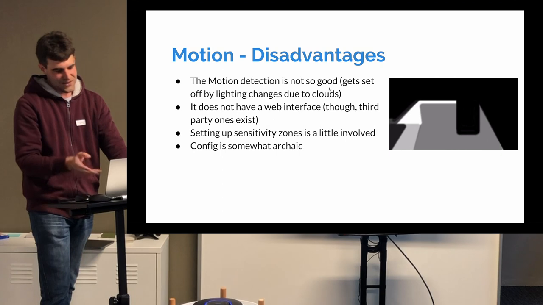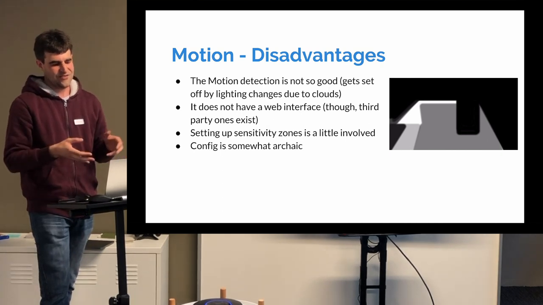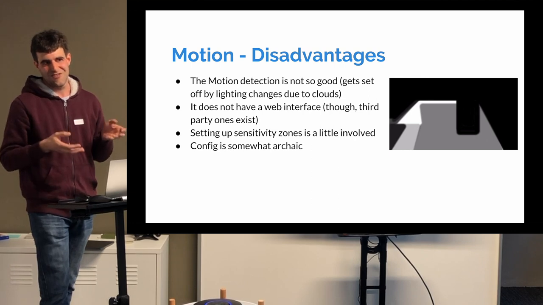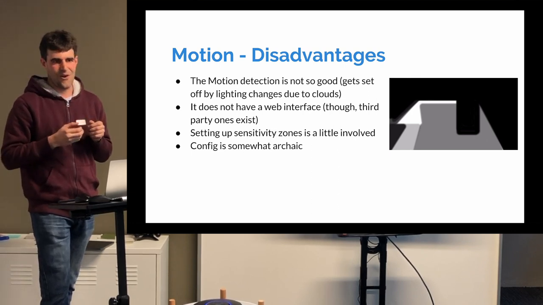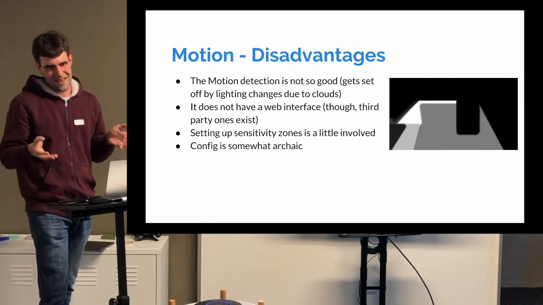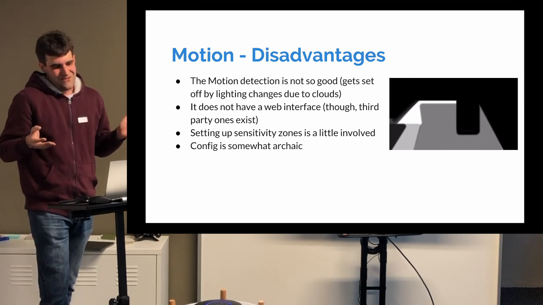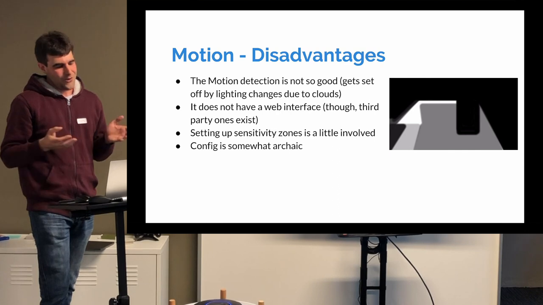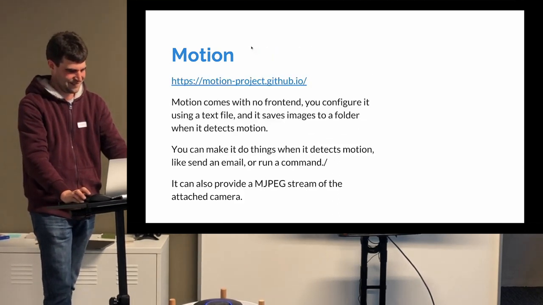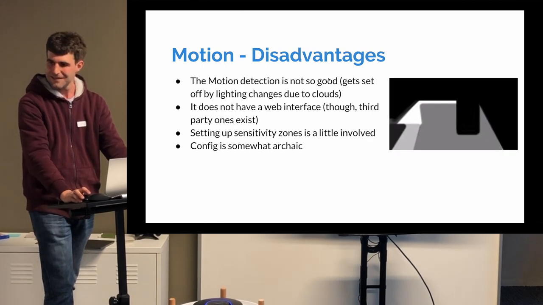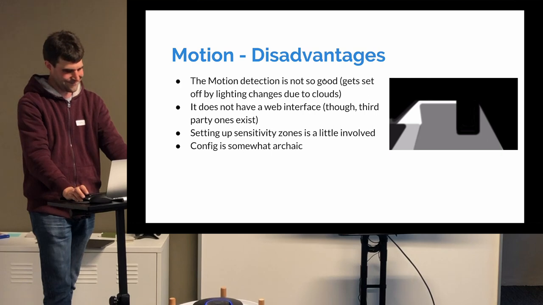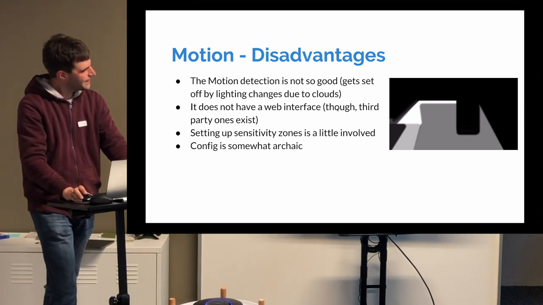And the disadvantages: it hasn't got wonderful motion detection. I was previously using it at home, and I'd find that a cloud would cover the sun and it would go off due to that or various other things. I got lots of false alarms. Do you think the commercial products aren't that good either? Like the Ubiquiti UniFi cameras do that all the time as well. Okay. The default is motion, it's not the most intelligent stuff.